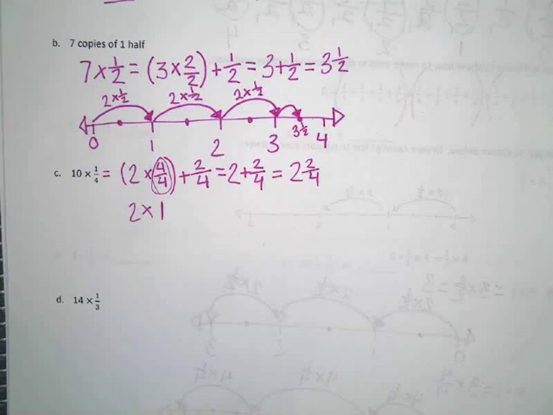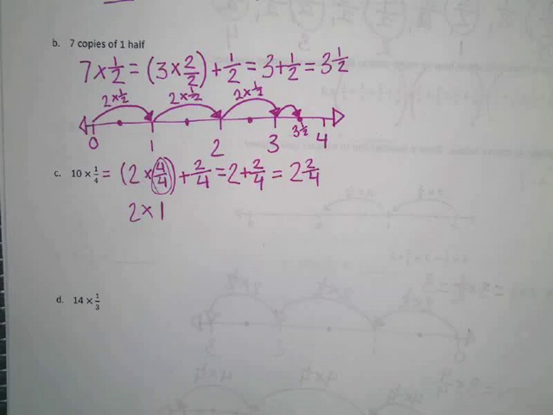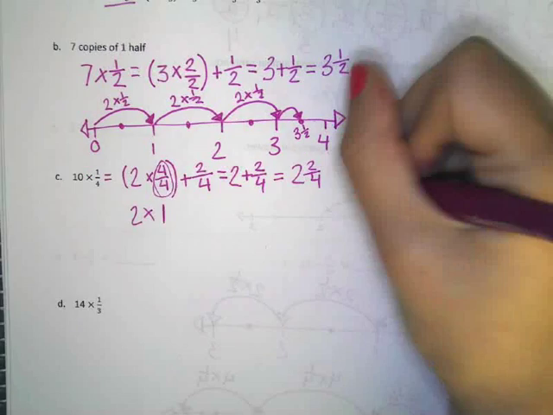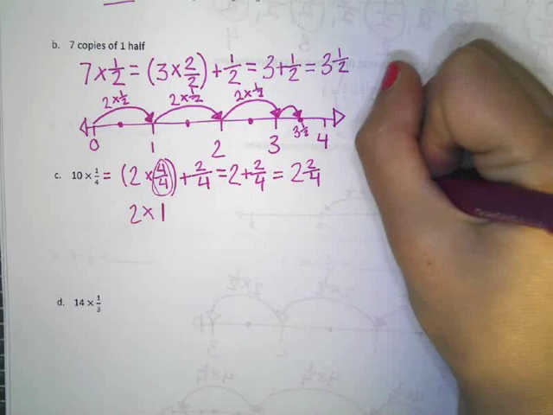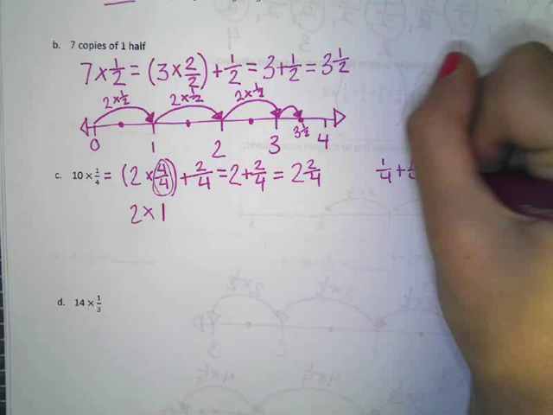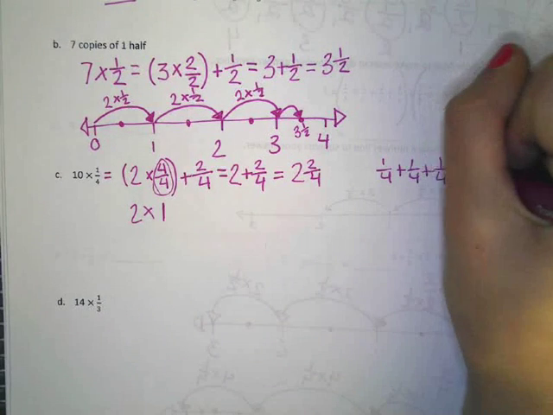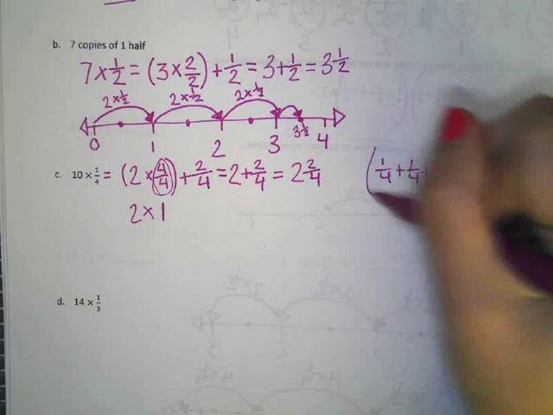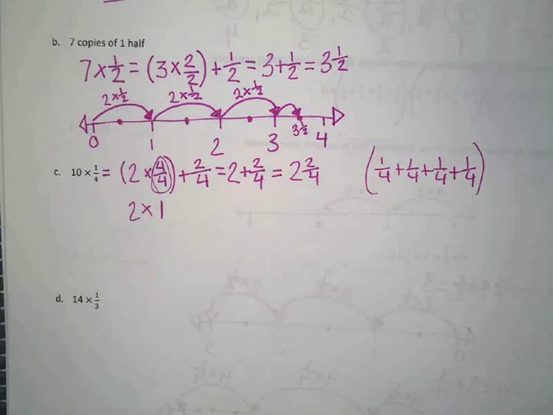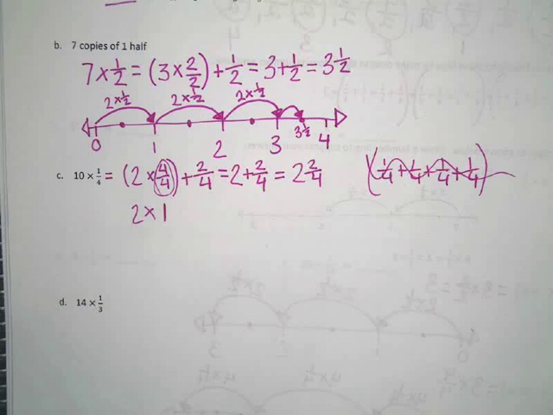This hurts my hand. You guys could have done it this way too. You could have done 1/4 plus 1/4 plus 1/4 plus 1/4 ten times, and then you would have seen that you had 2 groups, right? Yeah. Okay. All right.